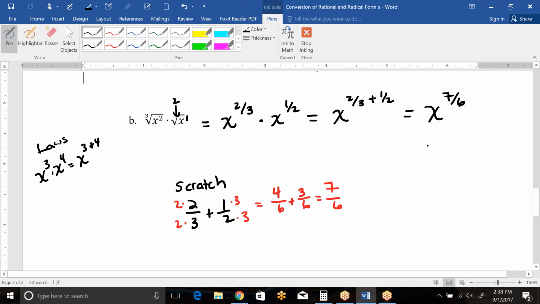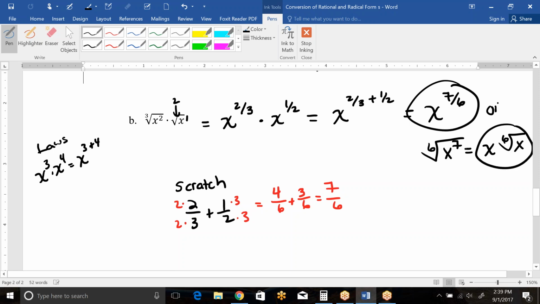If they needed that in radical form, we would say it's the 6th root of x to the 7th, which if they did want us to simplify, which we do here, 6 goes into 7 exactly one time, but with 1 left over. So we would still have an x inside. So this would be the radical form of the answer. This would be the exponent form of the answer. Let me correct myself. This would be the simplified radical form of the answer.